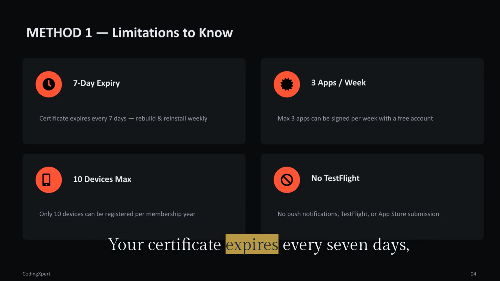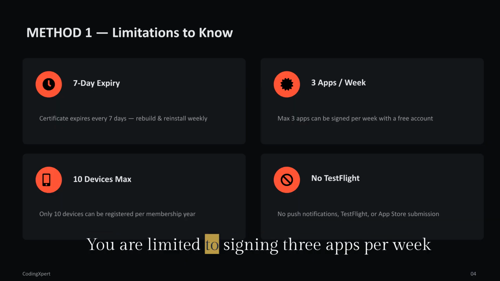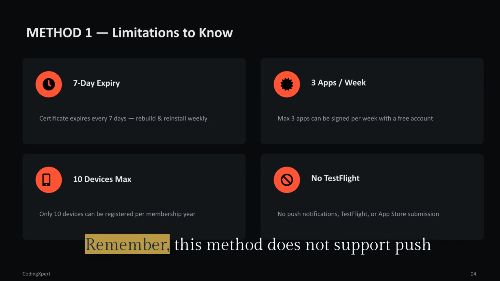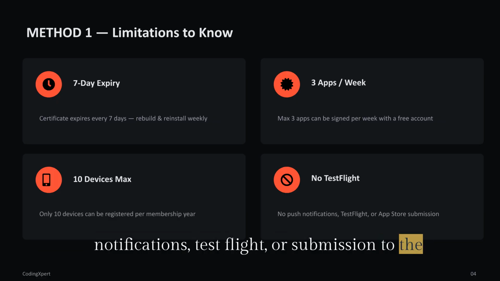Your certificate expires every 7 days, requiring a weekly rebuild. You are limited to signing 3 apps per week and registering 10 devices per year. Remember, this method does not support push notifications, TestFlight, or submission to the App Store.